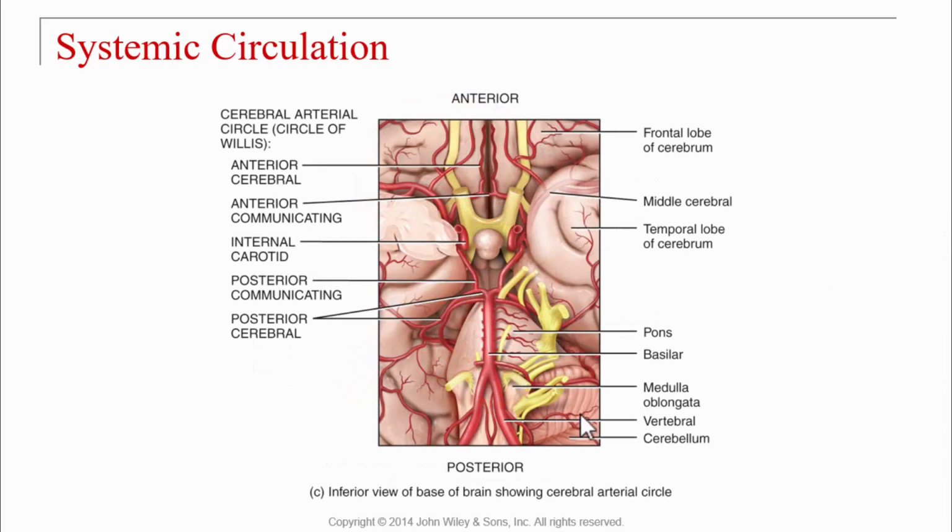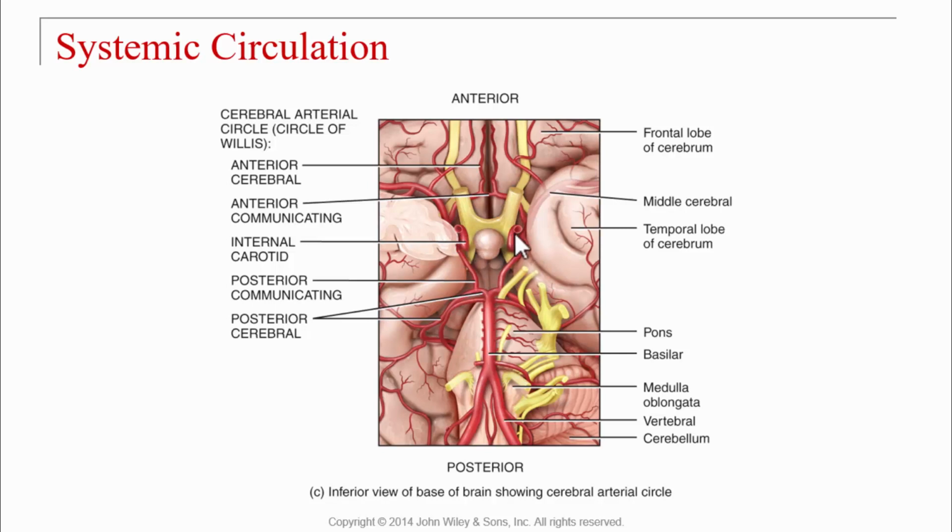And here's the circle of Willis. So we have the right and left vertebral arteries joining to become the basilar artery, and this basilar artery sits right on top of the pons. Remember, the pons is part of the brainstem. And then it comes up, and then we have what's called a posterior cerebral artery. We have posterior communicating arteries. And then here is our internal carotids.